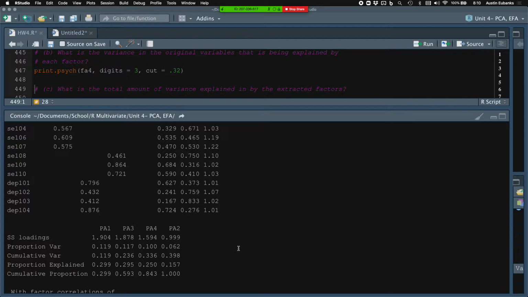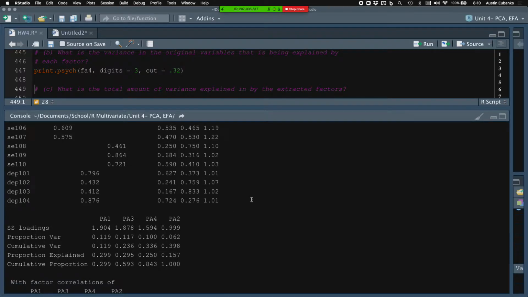But then the next row tells you the cumulative variance, how much total variance is being explained by the extracted factors. And again, in EFA, you're always going to see a reduced amount compared to PCA because EFA doesn't put in all its variance into the analysis. It only puts in shared variance. So in total, how much of the variance in the X variables do our 4 factors cumulatively explain?